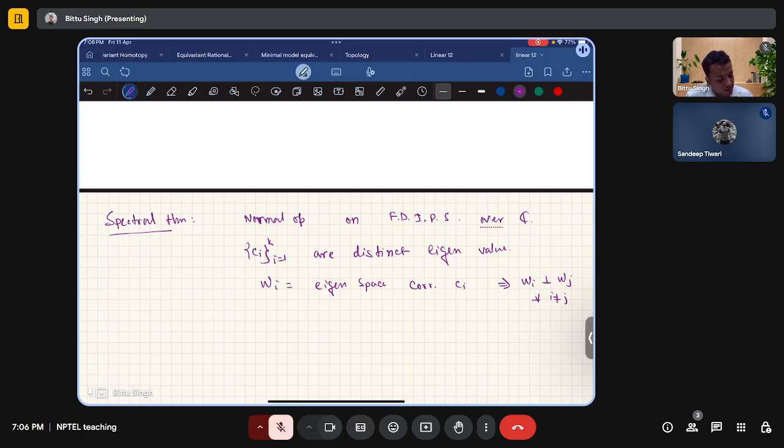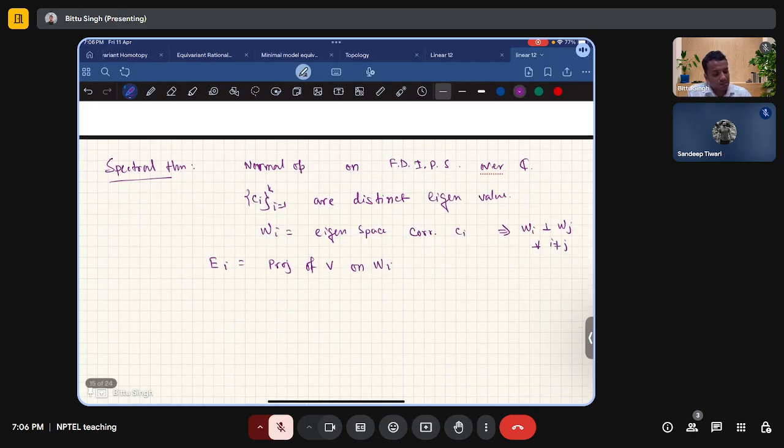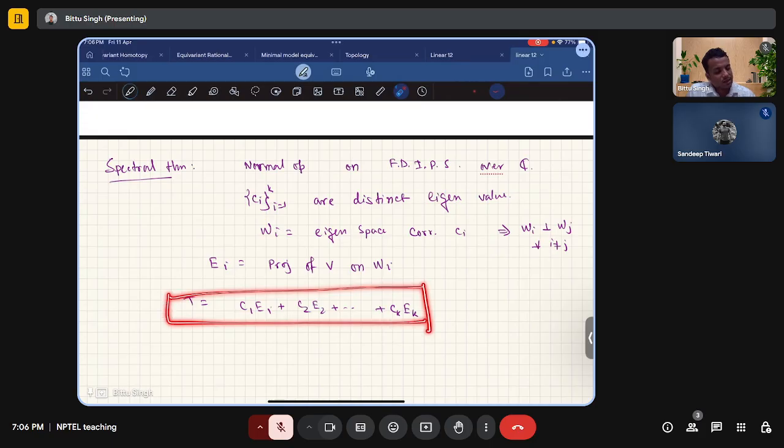And another interesting thing is that if we take Ei as the projection of V on Wi, then this T can be written as c1 E1 plus c2 E2 up to ck Ek. So any normal operator can be written as a linear combination of orthogonal projections. Okay.